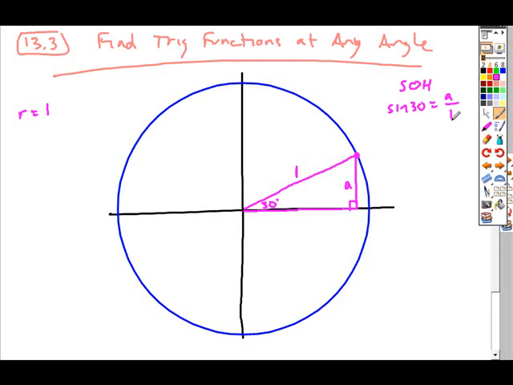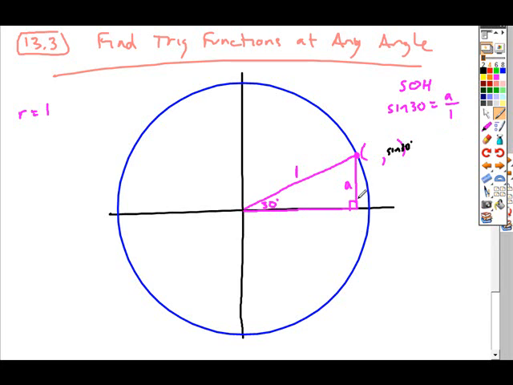In this value A, which coordinate of this point is it? Is it the x coordinate or the y coordinate? It's the y coordinate, right? So I just need to multiply by 1, so A is equal to the sine of 30. This measure right here is the sine of 30 degrees, correct?